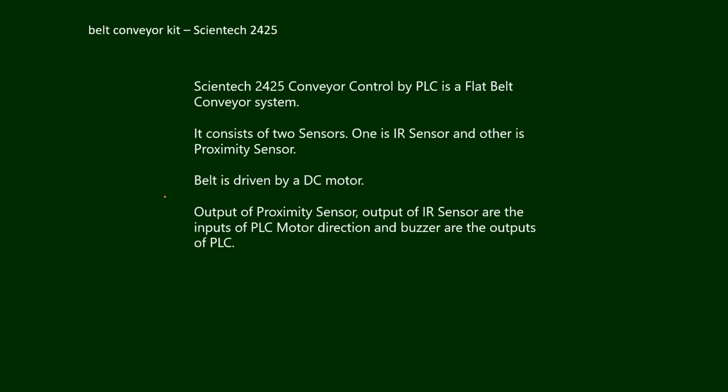Belt conveyor kit: some more information I have given. Syntec 2425 conveyor controlled by PLC is a flat belt conveyor system. It consists of two sensors: one is the IR sensor and the other is the proximity sensor. The belt is driven by a DC motor. Output of proximity sensor and output of IR sensor are the inputs of PLC; motor direction and buzzer are the outputs of PLC. So we can use the buzzer as an output, and also we can change the motor direction or stop the motor. All those things are possible in our application.